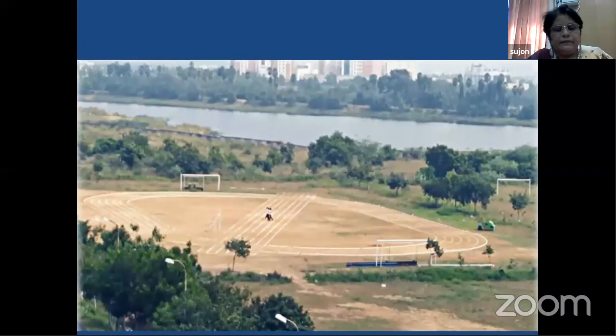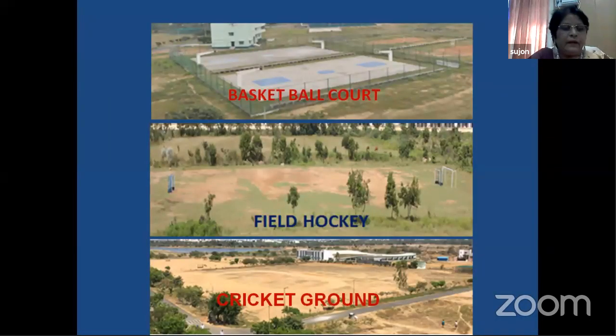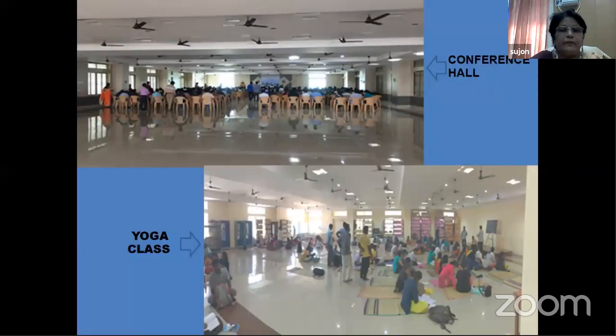The velodrome is a very successful and unique facility which has been developed by the Sports Development Authority of Tamil Nadu. This is a play field which is nicely bordered with a lake. And as usual, any university will have sporting facilities like a basketball court, field hockey, and a cricket ground. And this is a very unique seminar conference hall, and the yoga classes happen in a pretty big building. This has been used very positively by everybody.